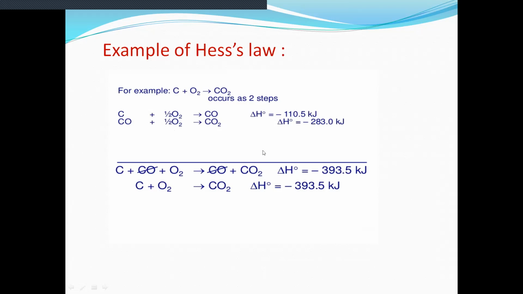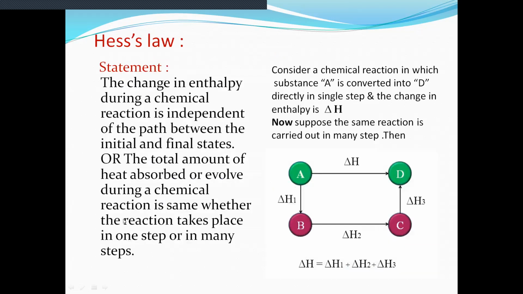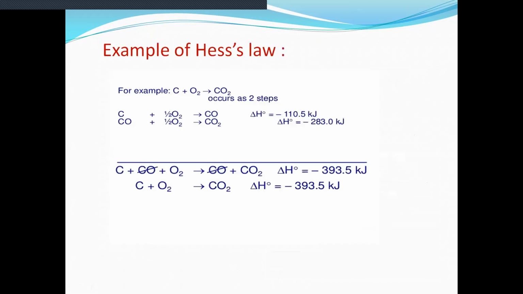So Hess's law tells that the total amount of heat absorbed or evolved during a chemical reaction is same whether the reaction takes place in one step or in many steps. So this is Hess's law, and we have taken the formation of carbon dioxide as its example. So this is Hess's law and its explanation.